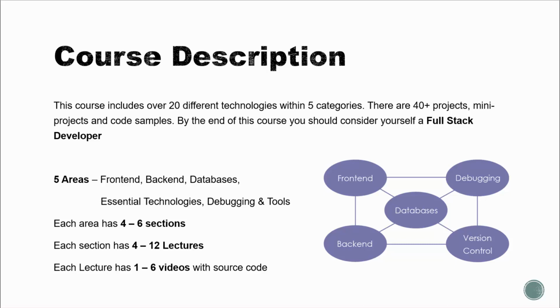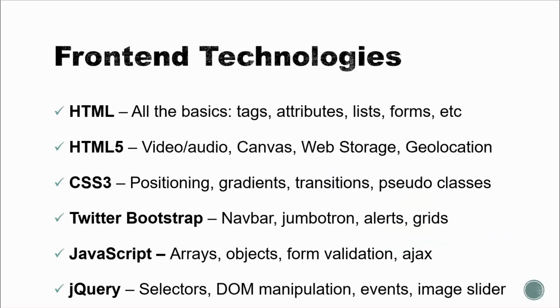All right, so there's 5 areas or parts to this course. We have the front-end, the back-end, databases, other essential technologies, and debugging and tools. All right, so each area has 4 to 6 sections, and then each section has 4 to 12 lectures. And a lecture can include 1 to 6 videos and also includes the source code that was used in that lecture. So now I just want to very quickly and briefly go over each technology, and I just listed some of the aspects that we'll be learning about in each one.